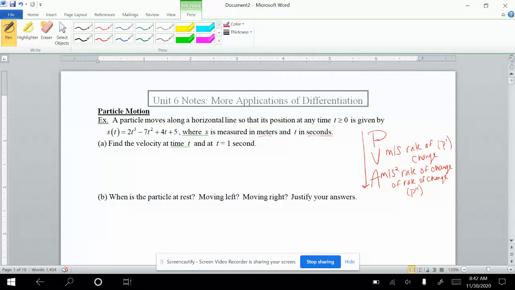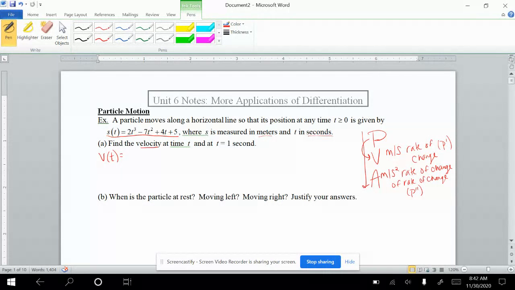Okay, with that being said, I'm going to start with this first example. It says a particle moves along a horizontal line so that its position at any time t greater than or equal to 0 is given by this function, where s is measured in meters and t is in seconds. Find the velocity at time t and at t equals 1 second. So again, you're finding velocity based on your position. We need to go from here to here, which is finding the first derivative. So your velocity function is just taking the first derivative of this function right here.